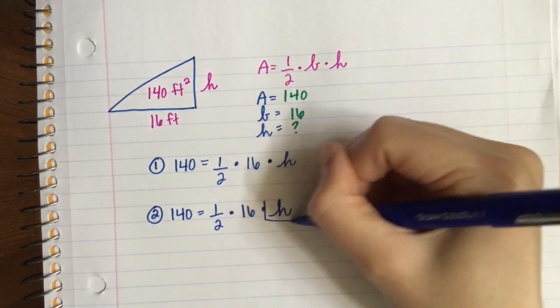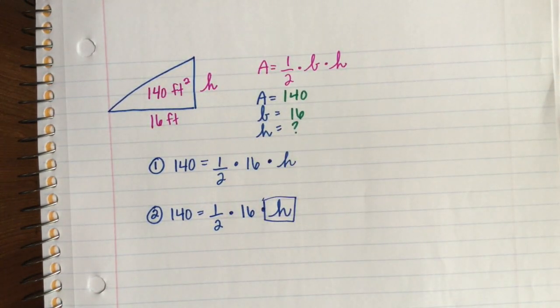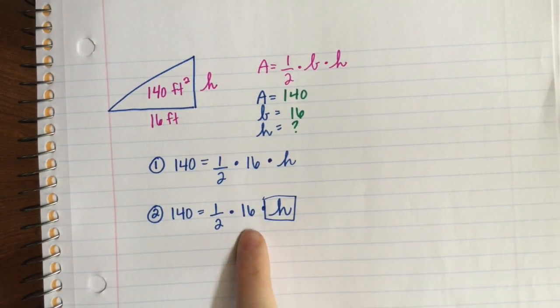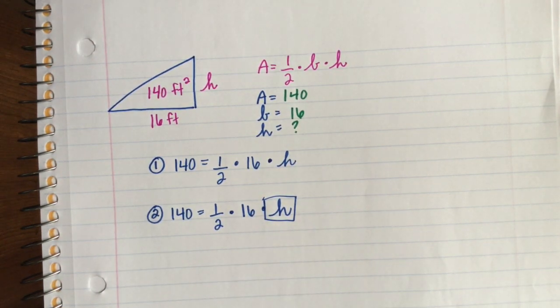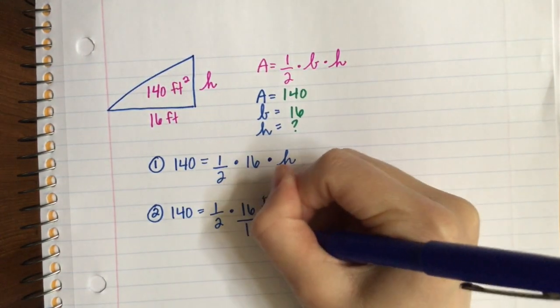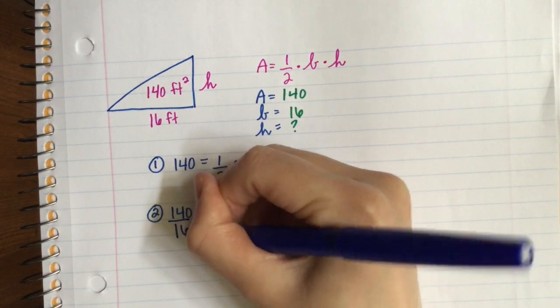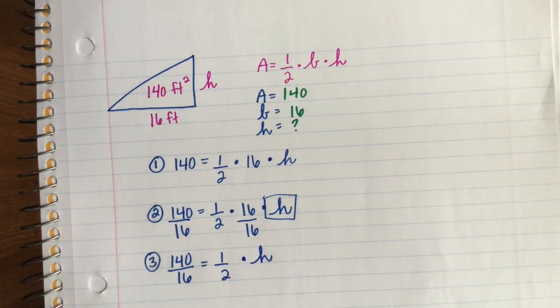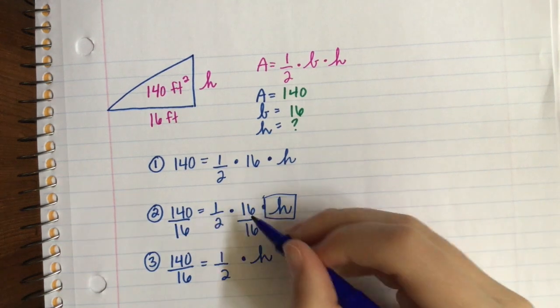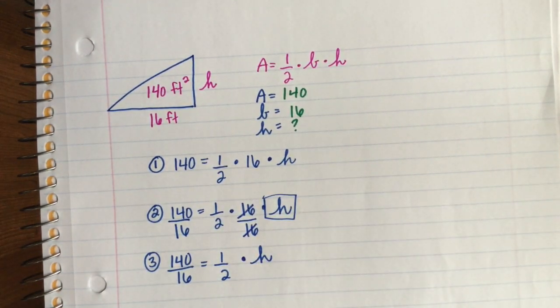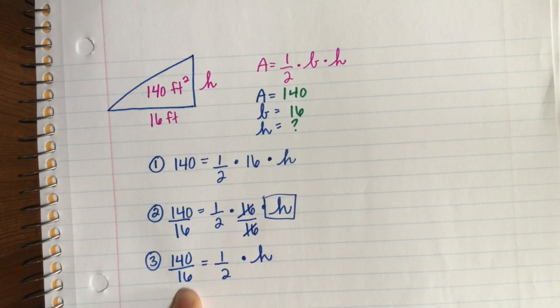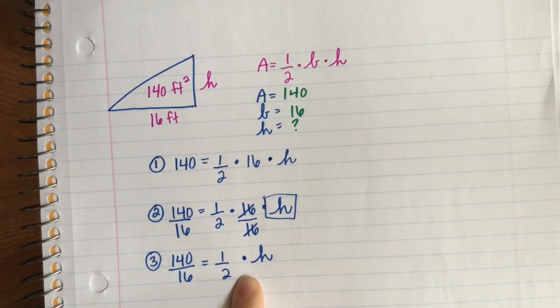Next step, we're starting to worry about getting h by itself, so we need to start moving numbers away from this side to over here. Right now, I'm going to focus on the whole number that we have. So we have 16 times h. To get rid of 16 on this side, you guessed it, we have to divide. And what you do to one side, you have to do to the other. By doing that, it crosses out our 16s. We don't have to worry about it. And we're left with 140 over 16 equals 1/2 times h.